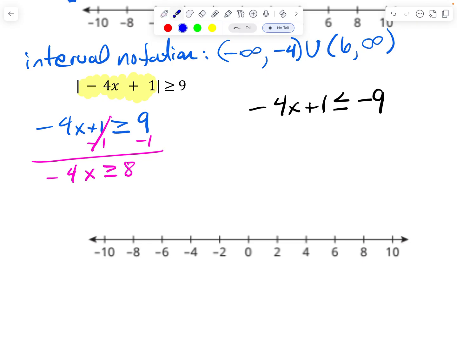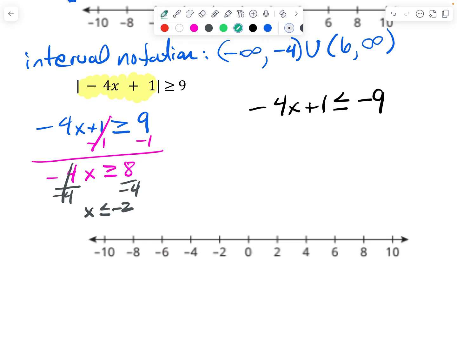Now, here's one thing. We're going to have to divide by a -4. Remember, when you divide by a negative number, you have to flip the symbol. So I'm going to divide by a negative number. This one will be on the test. So then we do x is less than or equal to -2. I flipped the symbol because this was negative. So there's one solution. Now let's do the other part of the graph.